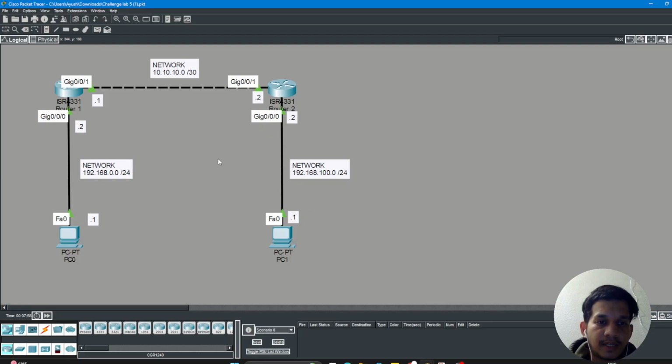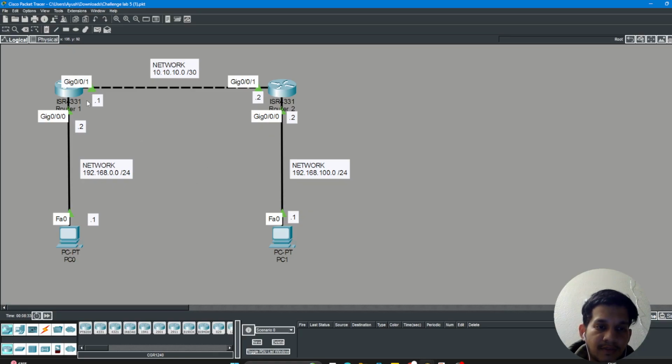So we have taken two routers and two PCs connected in three different networks. PC0 is in network 192.168.0.0/24. The two routers are connected in the 10.10.10.0/30 network, and then PC1 is connected to 192.168.100.0/24. So let's configure static routing so that PC0 is able to ping PC1 and vice versa.